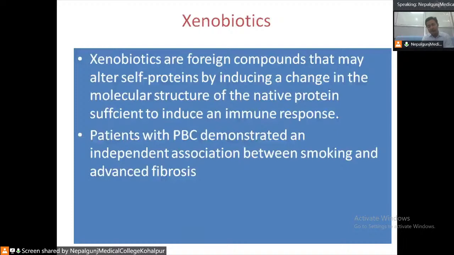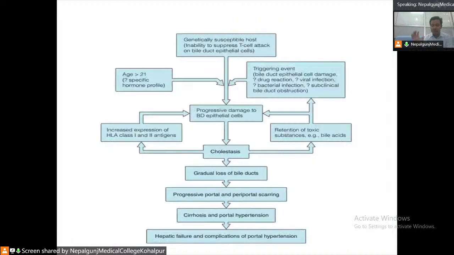Another, there is a relation between PBC and smoking. A patient having PBC, if they are a smoker, accelerates the disease process, accelerates the biliary damage, accelerates the fibrosis, and develops cirrhosis early. So that is the relation between smoking and PBC. So this is about the basic pathogenesis. Genetically susceptible individuals, when they are exposed to environmental agents, either in the form of xenobiotics or molecular mimicry, and the other is formation of autoantibodies. So this is the flow chart.